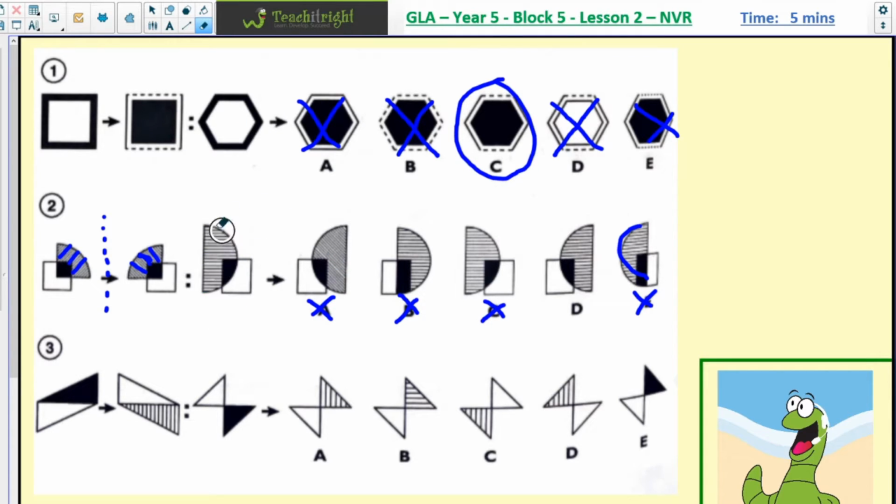Let me just rub out my little drawing so I can show you very, very clearly. It's this section here that's being reflected, and I think that's reflected perfectly onto D, which means D is my answer. Right, let's do one more. Let's look at question 3.